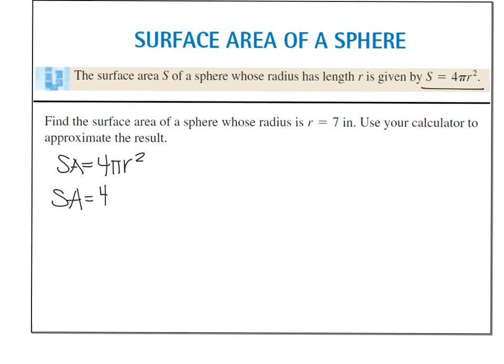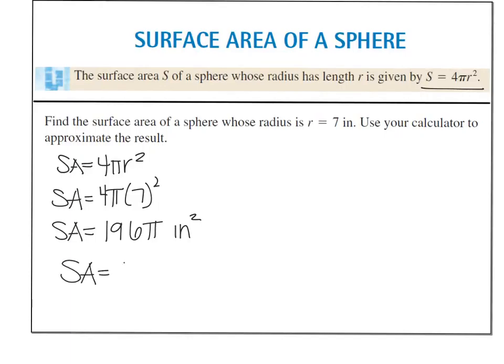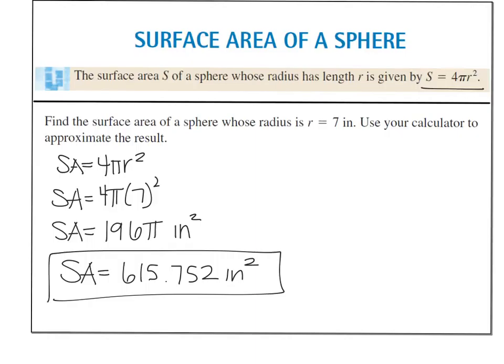Surface area is 4 pi, my radius is 7 squared. So I end up getting 196 pi inches squared for my surface area. And then to approximate the result, you plug that into your calculator and you're going to get something like 615.752 inches squared. So that's your surface area.